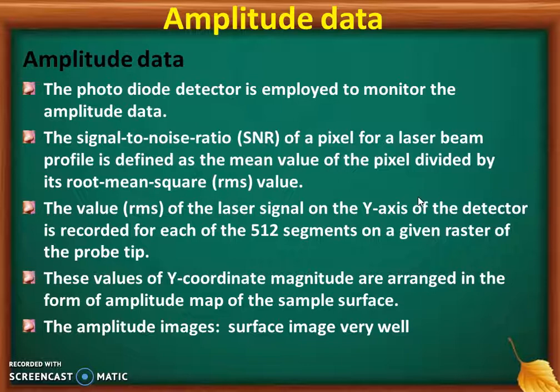The signal to noise ratio, SNR, of a pixel for a laser beam profile is defined as the mean value of the pixel divided by its root mean square, RMS, value. The RMS of the laser signal on the y-axis of the detector is recorded for each of the 512 segments on a given raster of the probe tip. These values of y-coordinate magnitude are arranged in the form of an amplitude map of the sample surface. The amplitude images show the surface image very well.